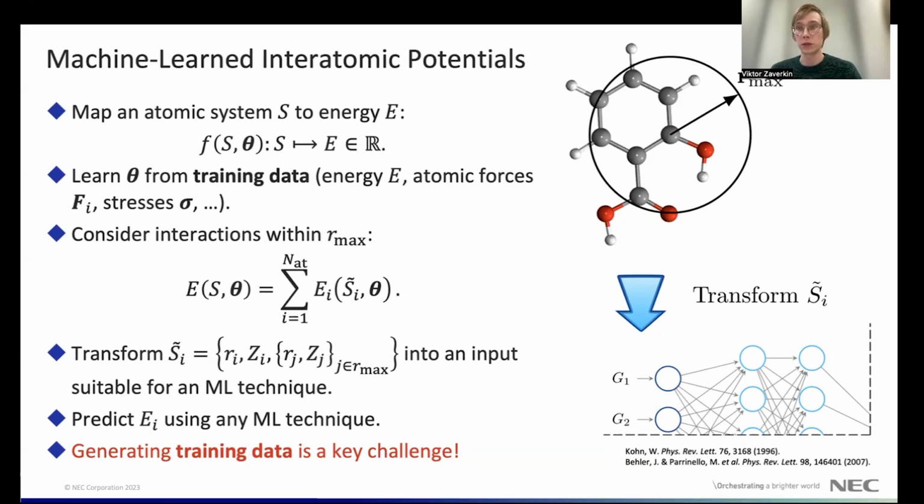I'm not going to talk about this transformation of local environments to a suitable coordinate system, and will mainly focus on training data generation in this talk, as it appears to be a key challenge. It's impossible to train a good interatomic potential without the data, and we have seen in the previous slide that it's a quite computationally demanding task. I would like to add at this point that generating the training data also requires exploring the complex compositional and configurational spaces, meaning the spaces spanned by the atomic types and atomic coordinates.